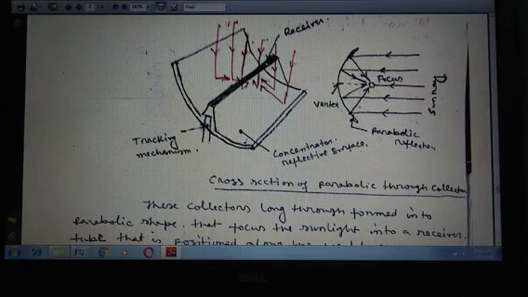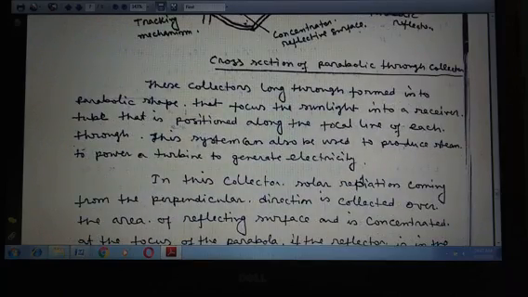Now the cross section of the parabolic trough collector. This is the cross section view of the parabolic trough collector. This is the focusing point, this is the sun ray, and this is the design of the collector. These collectors are long troughs formed into a parabolic shape that focus the sunlight onto a receiver tube positioned along the focal line of the trough. So this system can also be used to produce steam to power a turbine to generate electricity.